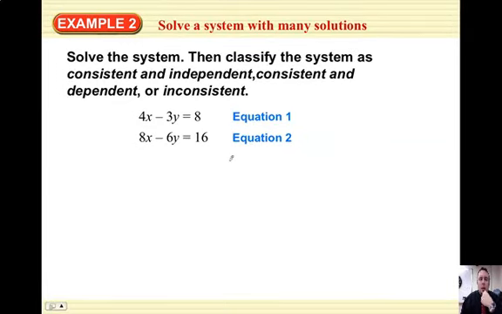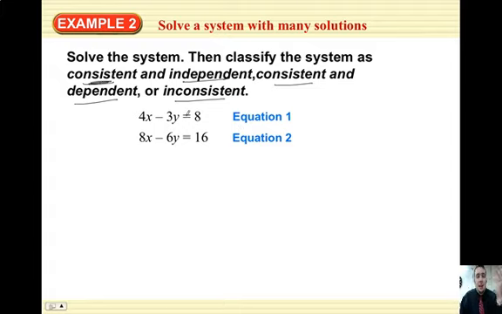Alright, let's look at example 2. We're going to solve the system. It doesn't tell us how, but we're doing graphing in this whole section. Then classify the system. That's what I was telling you about. So classifying is, it's either going to be consistent and independent, or consistent and dependent, or inconsistent. So you've got three options.